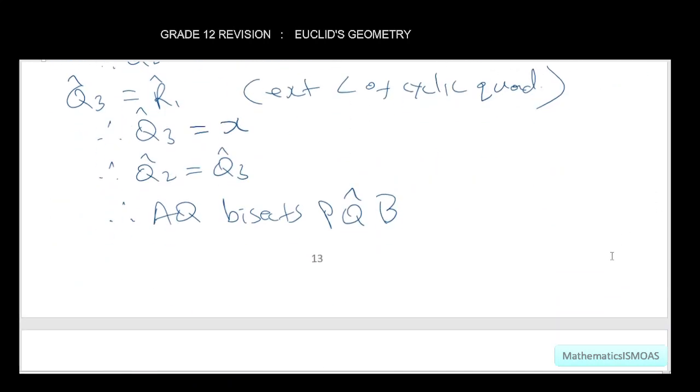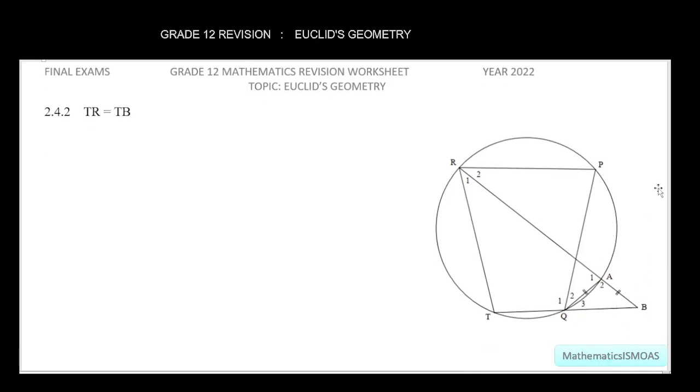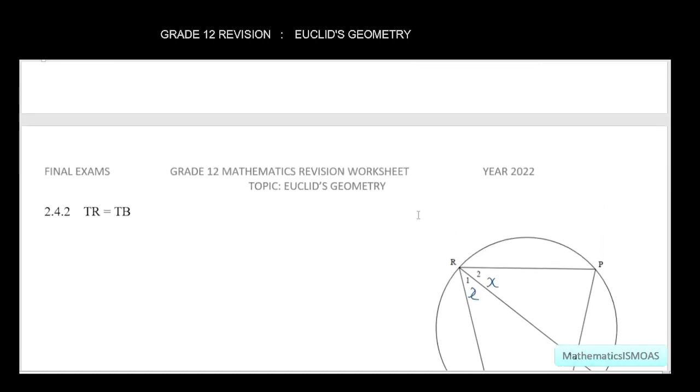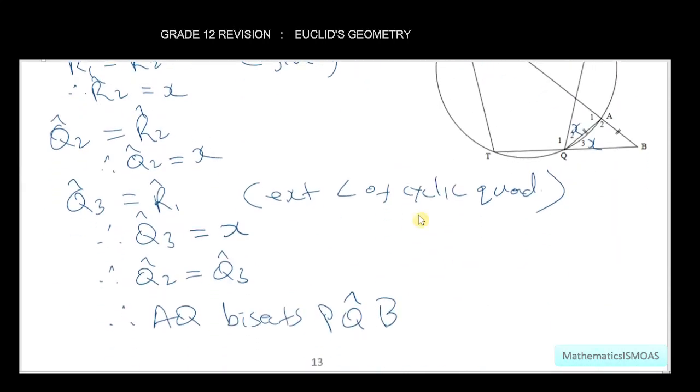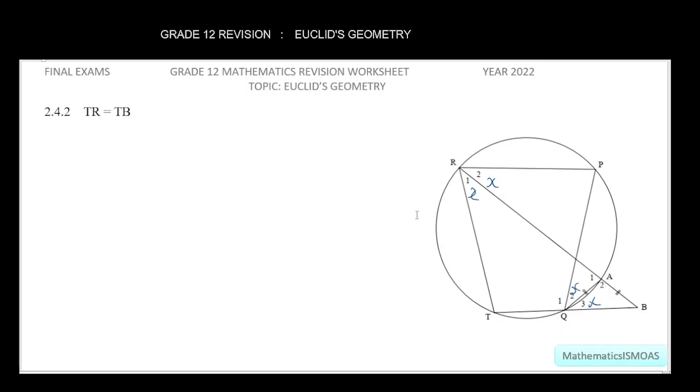Right, now on question 2.4.2, let's first write down the size of angle R1 X, R2 X, Q2 X, and Q3 X. Now, question 2.4.2: prove that TR is equal to TB.